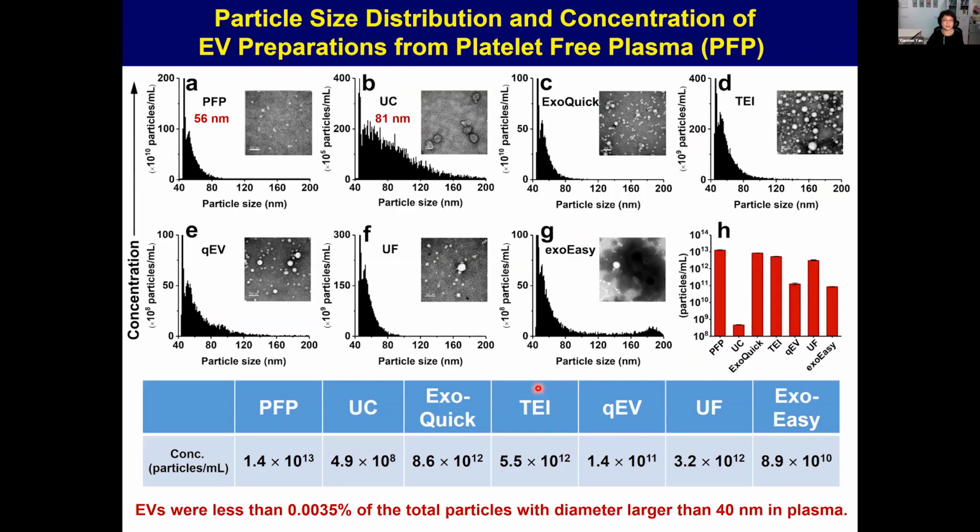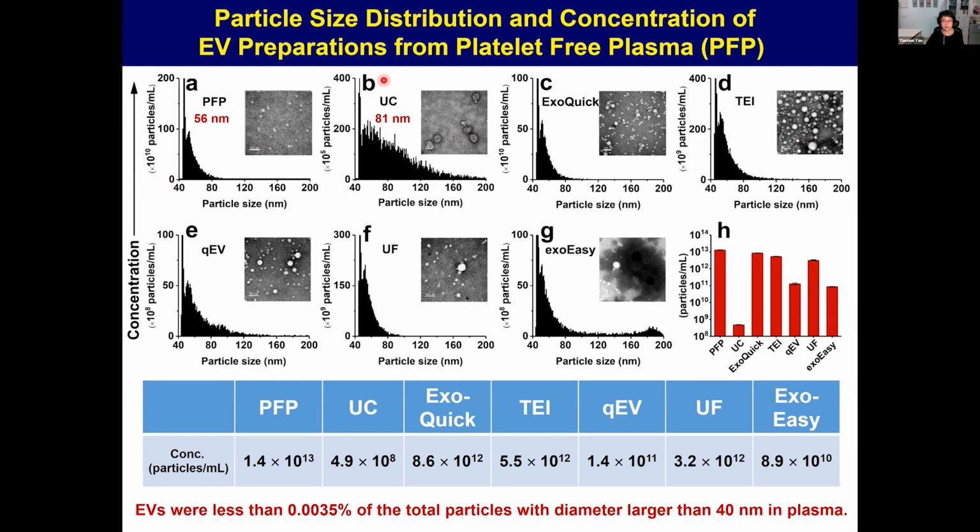First, let's look at the size distribution of platelet-free plasma. This is just the plasma prior to any isolation. And here are the size distribution profiles of this PFP sample used as the starting material, and of the samples isolated with different kits or methods. And this is a representative TEM image. We can see for the PFP sample, the size of the particles has a very narrow distribution, and the median size is 56 nanometers.